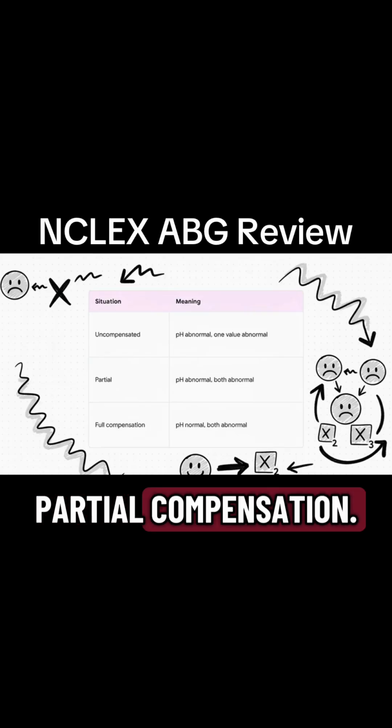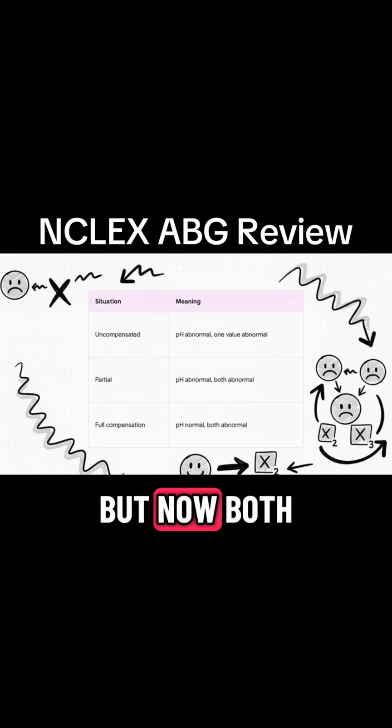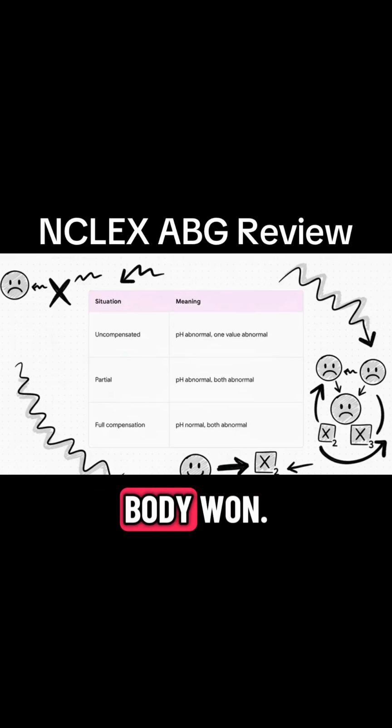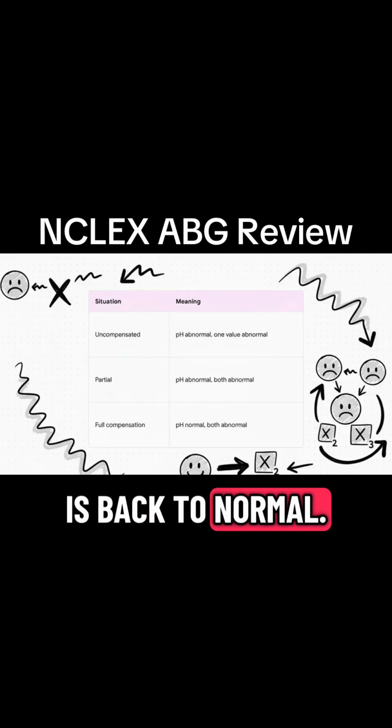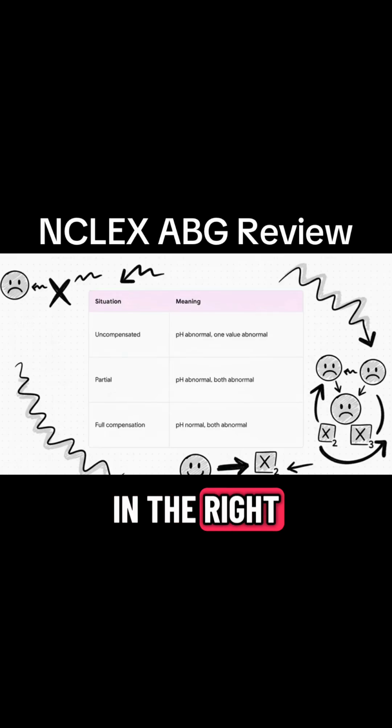It's like the body just found out there's a problem and hasn't had time to react yet. Then you have partial compensation. This is where the body is in the middle of a fight. The pH is still abnormal, but now both CO2 and bicarb are out of whack because the other system has jumped in to help. Finally, you have full compensation. This is awesome. It means the body won. The pH is back to normal, but the other 2 values are still abnormal because they're working hard to keep that pH in the right range.